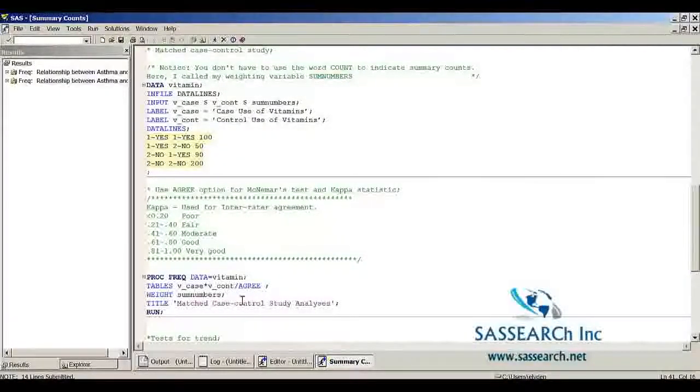And the option that we are going to use to look at whether these proportions are similar is the AGREE option. And the AGREE option is used for McNemar's test and also for a kappa statistic, which is a statistic of agreement. And I've indicated here in the comments how we can interpret the kappa statistic, what we call inter-rater agreement. So let's run this code and take a look at our output and then go from there in terms of our interpretation.